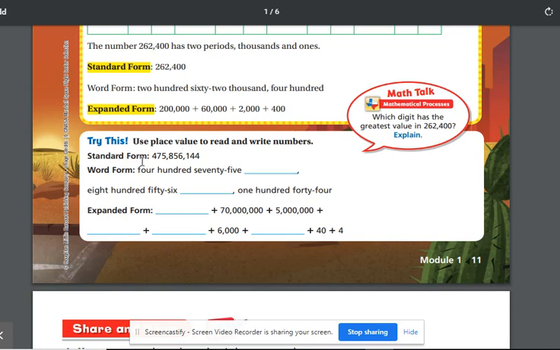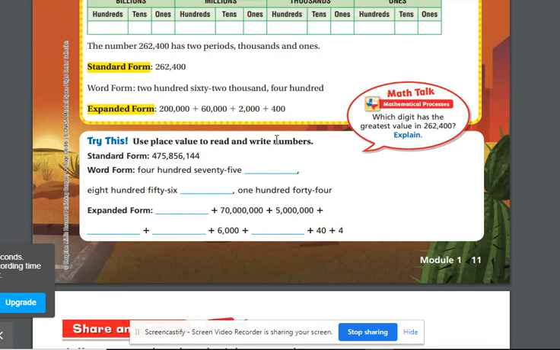So we have standard form, we have 475,856,144. So in word form, we have 475, and that's going to be million. 856,144. And so I want you to try this on your own. You guys should be able to handle this pretty well. This is an older TEK. Try it on your own, and if you need help, you always know you can reach out to me.